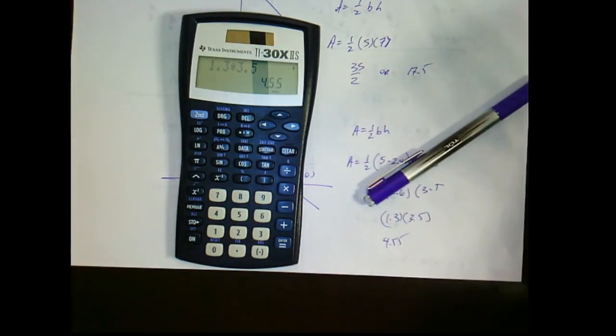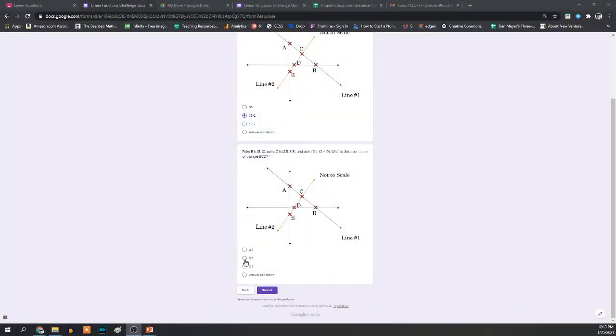Let's see what our answers look like over here. 3.55. Oh, 3.5. That's the closest one. Answer not shown. Man, what should I do? Oh, no, it's just 4.55. Sorry, I saw 3.5. I got confused. It is 4.6, rounded correctly. I'm going to say that's our right answer.